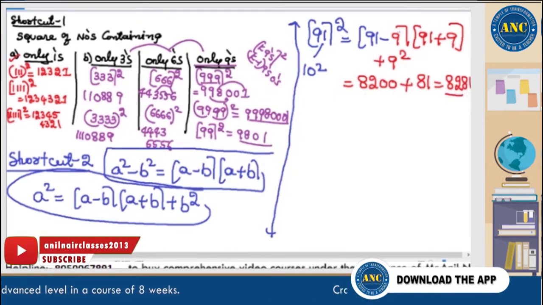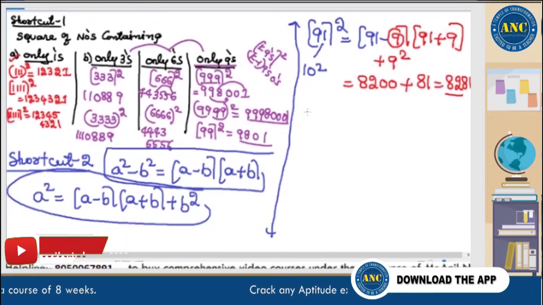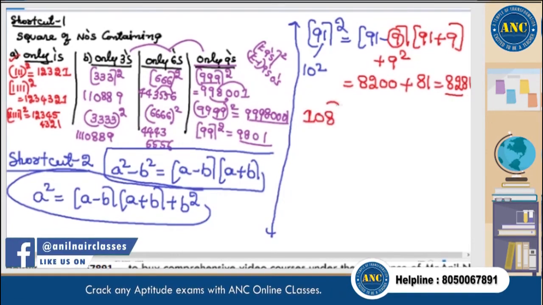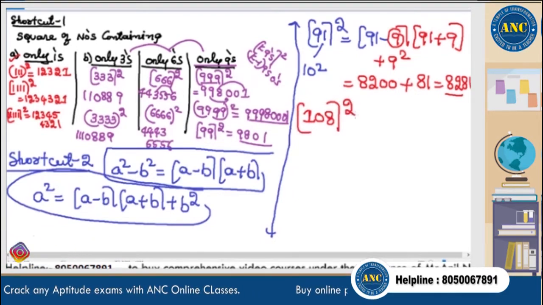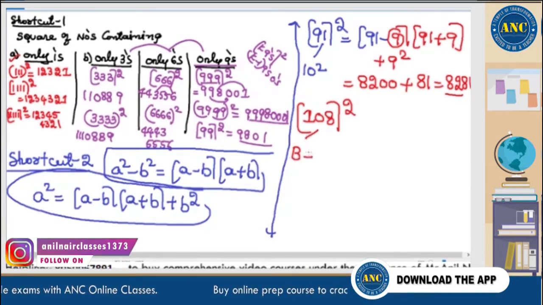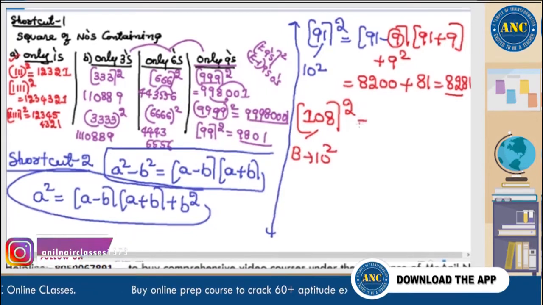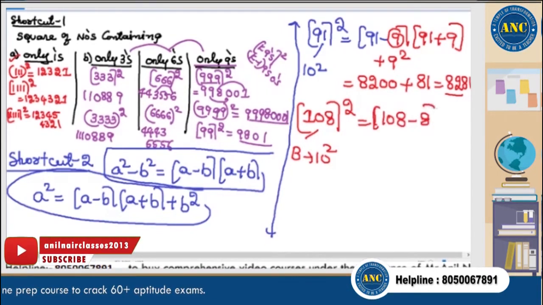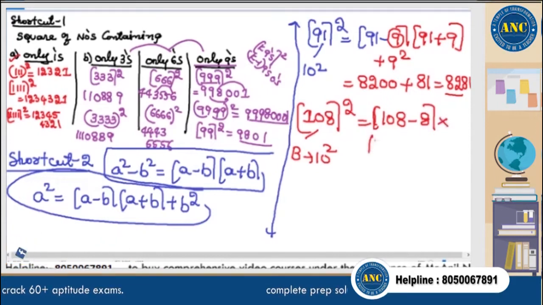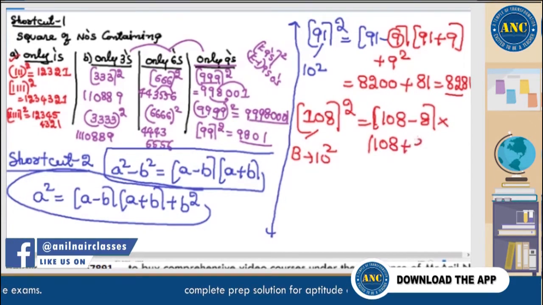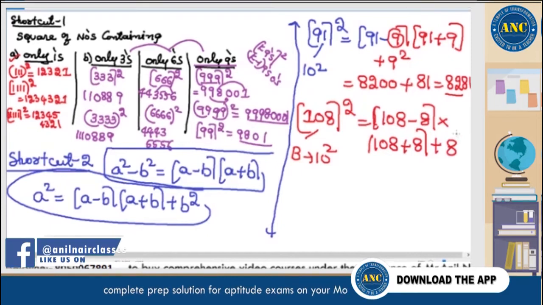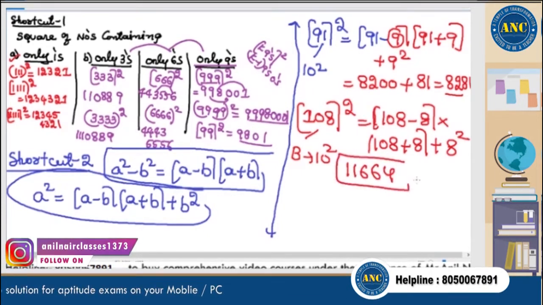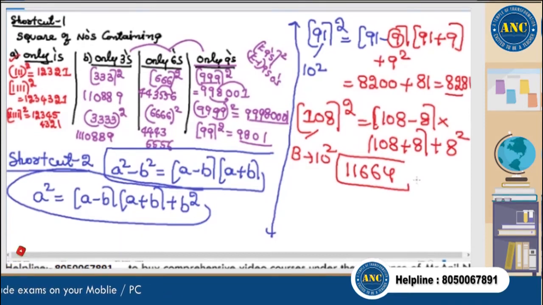B is the difference between the number and the assumed base. Take 108 square. The number is closer to 100, so it will be A minus B: 108 minus 8 into 108 plus 8. If you practice directly, you will get the answer orally. This is 116, and 8 square is 64. Two zeros, no need to write.